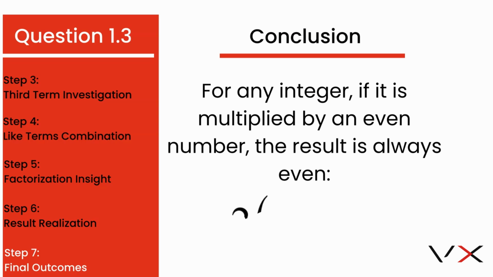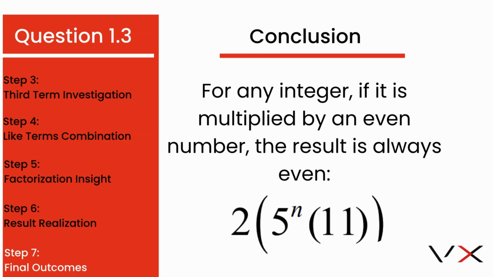Step 7. Lastly, recognize that multiplying anything by an even number, like 22, gives us an even result. Therefore, no matter what positive integer n is, the expression will always be even. And that concludes our explanation for today. You've successfully simplified the expression and shown that it is even for any positive integer value of n.